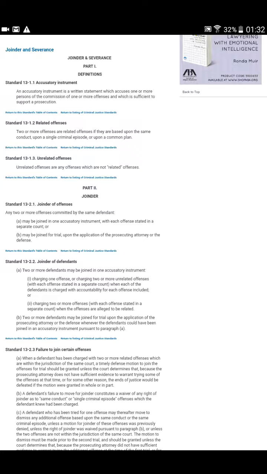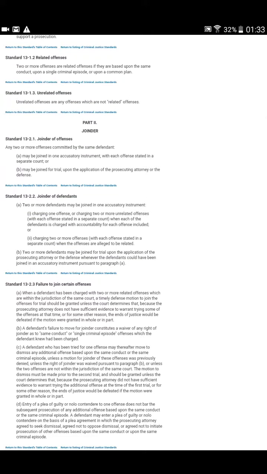So, looking at 13-2.1, Joinder of offenses, section B, may be joined for trial upon the application of the prosecuting attorney or the defense. Now, if it's two adults, they may be joined by the prosecuting attorney. Basically, the prosecuting attorney is going to say that both parties are joint in the offense, that they're guilty not just by association but in action. Standard 13-2.2, Joinder of defendants.